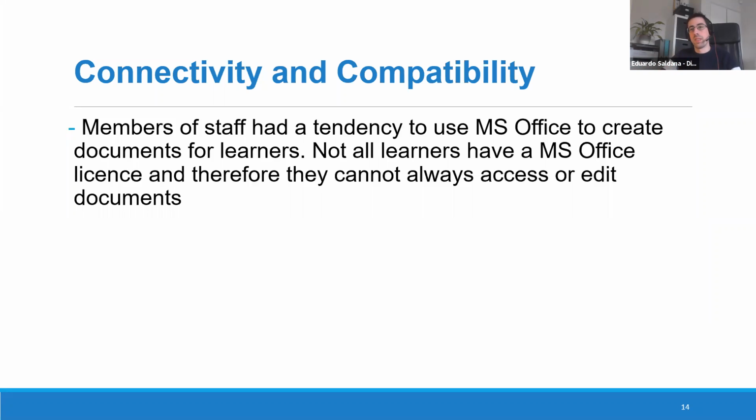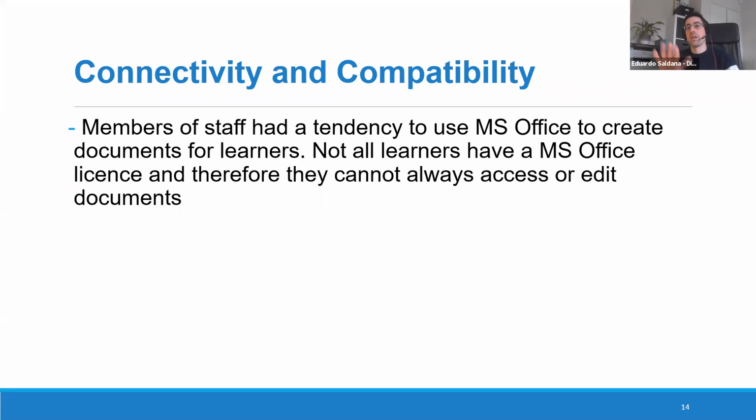Members of staff also had the tendency, and I think most of us were used to it in the past, to use Microsoft Office to create documents for learners instead of other platforms. But as I said before, with Google Workspace or G Suite for Education, we need to use Google Docs, not Microsoft Office, because learners can edit Microsoft Office documents, but it adds new obstacles for learners. It's not making the access and editing of the document as straightforward as it would be with Google Docs.